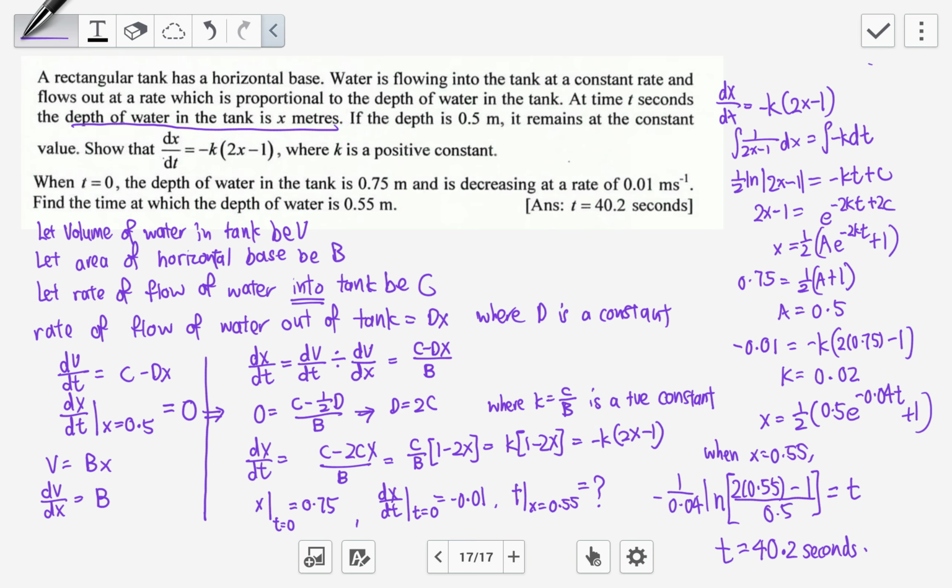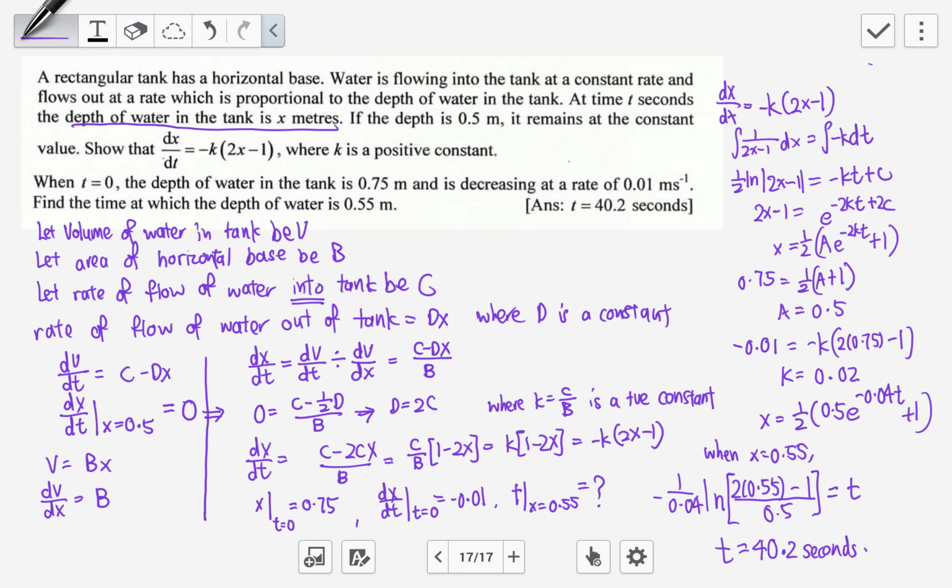We also know that volume equals base area times the depth. Volume of water equals the base area of the horizontal base of the rectangular tank multiplied by the depth of the water. So the rate of change of V with respect to the depth of the water is equal to the base area, which is dV/dx equals B.